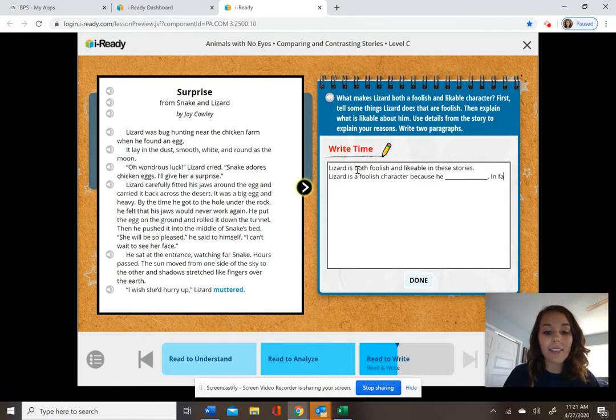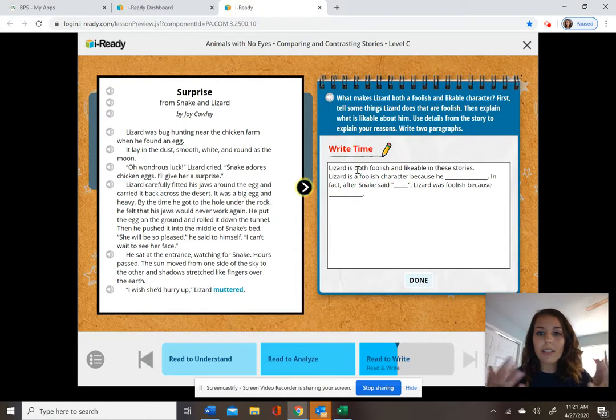In fact, after Snake said this, this, and this, Lizard was foolish because of this. And foolish means like you're easily pranked, easily tricked. Maybe he is being not so bright, not so smart. Those would all be different ways to describe somebody who's foolish. So why is he foolish?